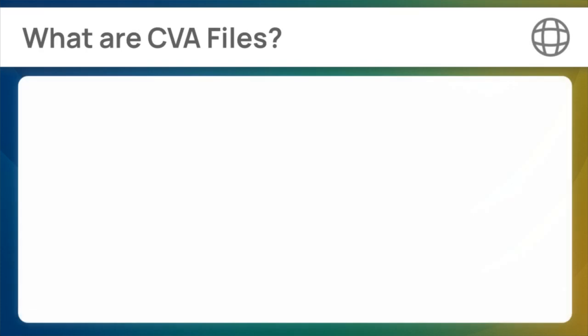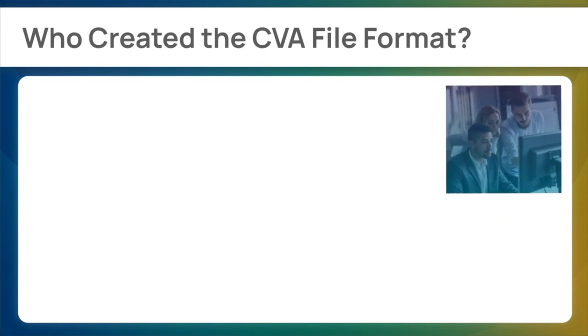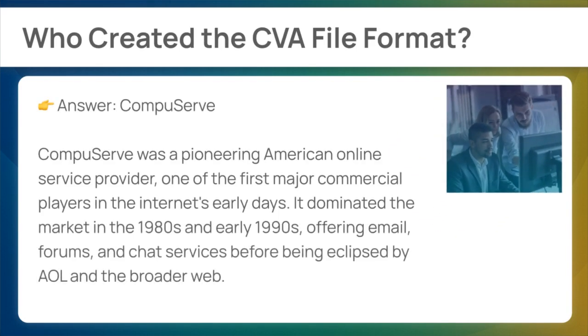A user encountering a .cva file likely has an old data backup from the CompuServe online service, popular in the 1980s and 90s. Their goal is to extract the contact information, names, email addresses, and import it into a modern address book like Outlook or Google Contacts for data recovery.